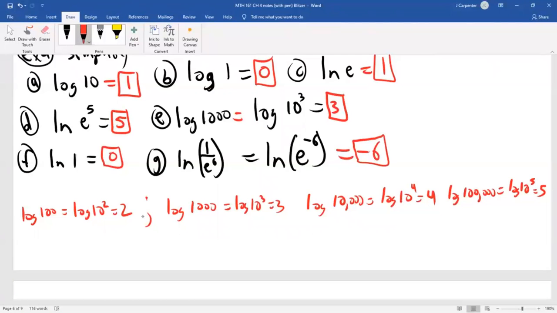But the point of this is, if I wanted to say the log of 125, it's somewhere between 2 and 3. I don't really have any idea what it is. I'd say it's probably closer to 2 than 3, but I can't just guess that. I would need a calculator.